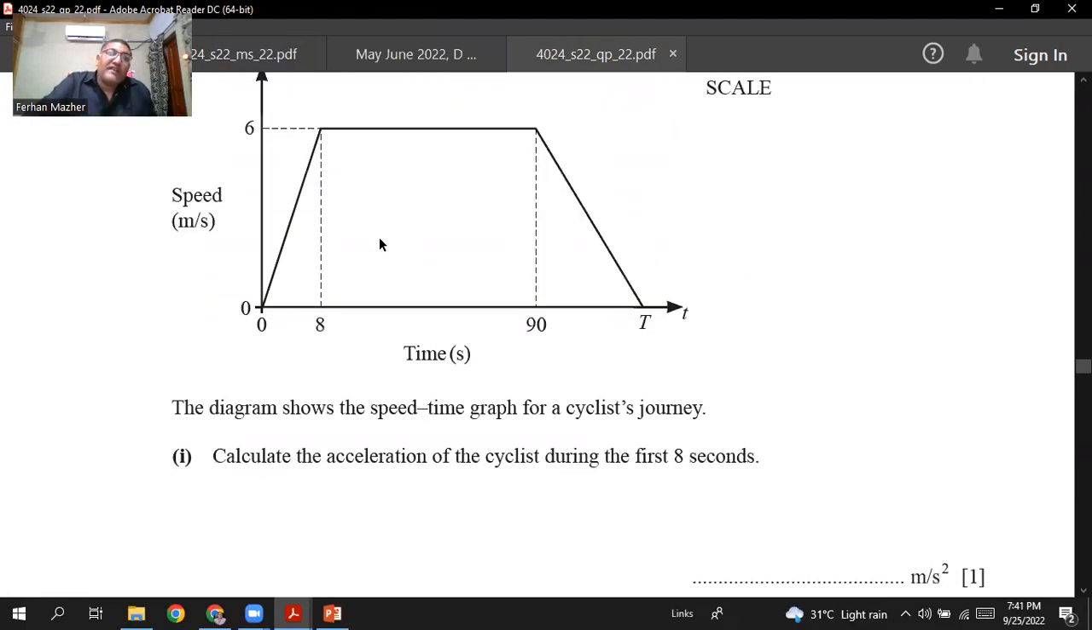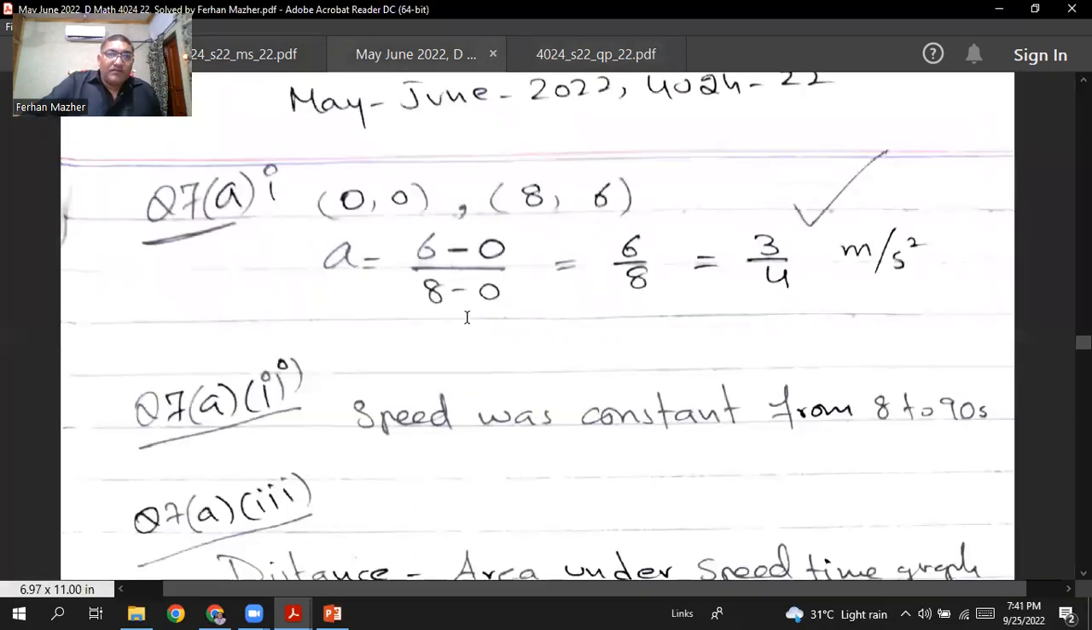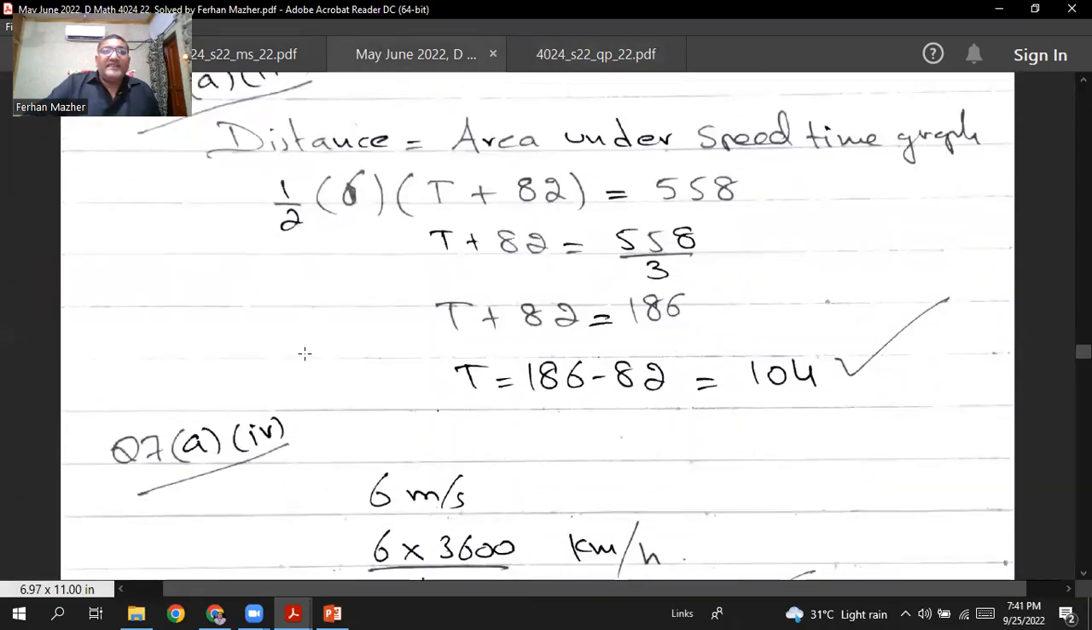Very simple. How do you find the distance traveled? You find the area under the speed time graph. That is equal to the distance traveled. And you know, this is a trapezium, so I can find the area of this trapezium. The formula for the area of the trapezium is 1 by 2 into the height into the sum of parallel sides. So distance is equal to the area under the speed time graph. The distance is already given as 558. The area under the speed time graph, because the shape of the graph is a trapezium, will be 1 by 2 into the height into the sum of parallel sides.